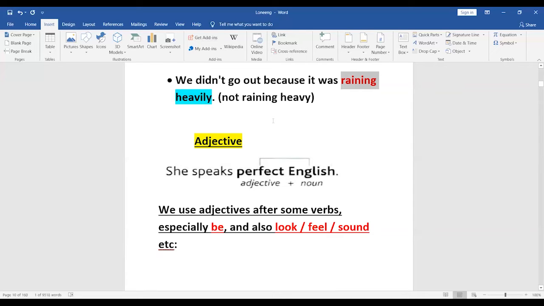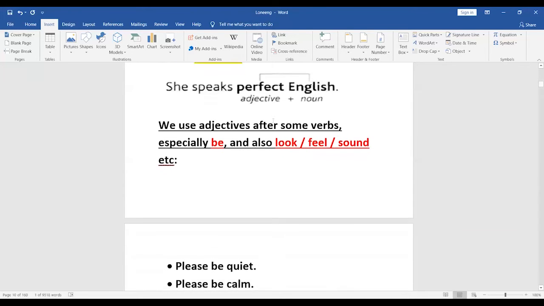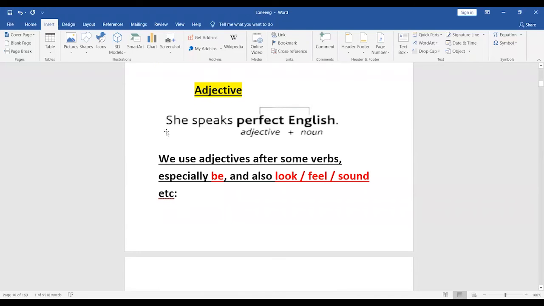Okay, now you know how to identify adverbs and adjectives. Let's take a look at adverbs. The split of an adverb: she is the subject, it's also a common noun. She speaks English. How does she speak? She speaks perfect English. So, English is the noun. She is also a common noun, and it is also a subject. Sometimes you will not find a noun, then in that case, the subject becomes the noun.